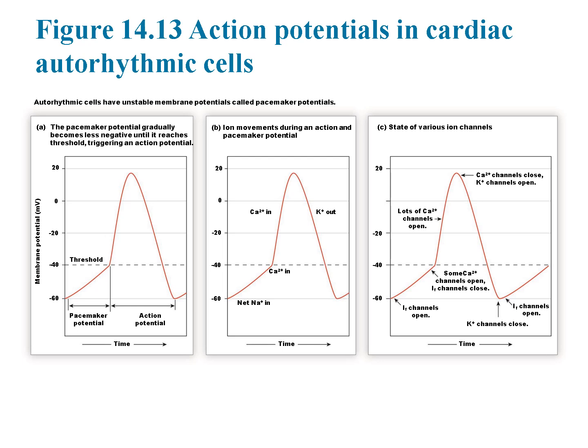Autorhythmic cells of the heart generate spontaneous action potentials due to their unstable membrane potential, known as the pacemaker potential. This property allows the heart to beat independently of external signals. In the first graph on the left, we see that the pacemaker potential gradually becomes less negative over time. This slow depolarization continues until the membrane reaches threshold, at which point an action potential is triggered. This automatic depolarization ensures that the heart maintains a steady rhythm.